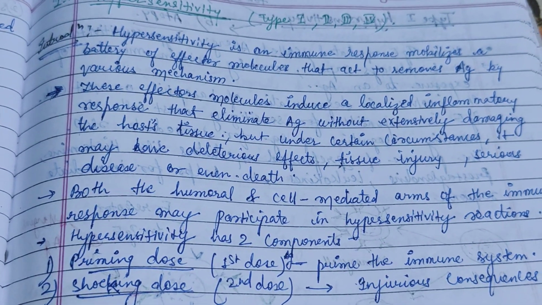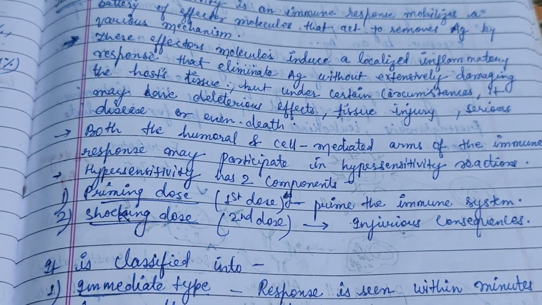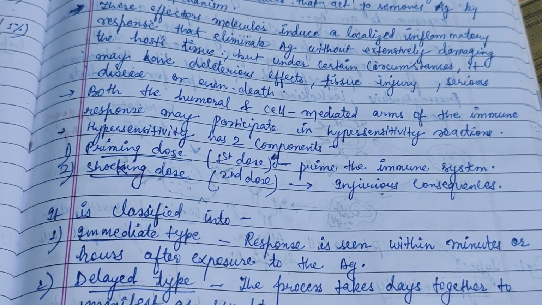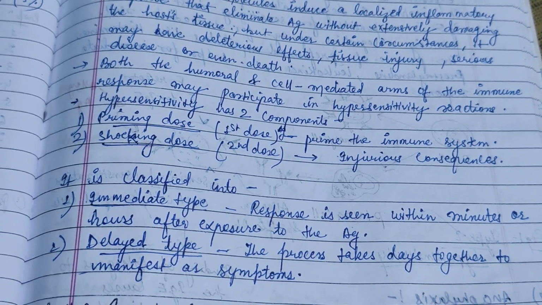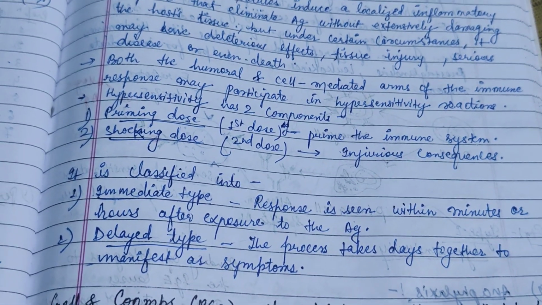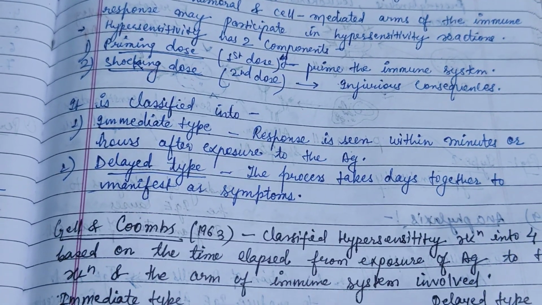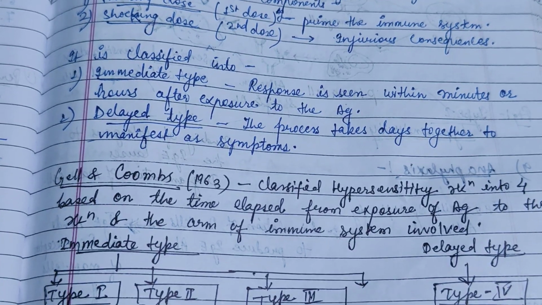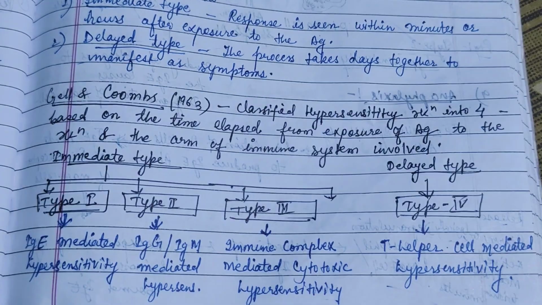Hypersensitivity is an immune response that mobilizes a battery of effector molecules that act to remove antigen by various mechanisms, and these effector molecules induce a localized inflammatory response that eliminates antigen without extensively damaging the host tissues. So hypersensitivity has two components: the primary dose, that is the first dose, and the shocking dose, that is the second dose. It is classified into immediate type and delayed type.